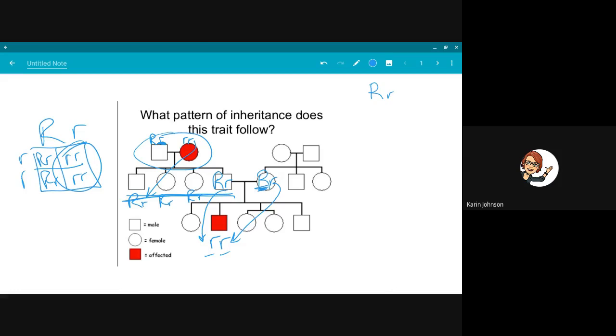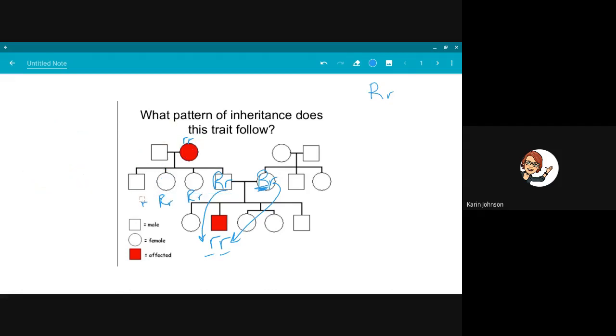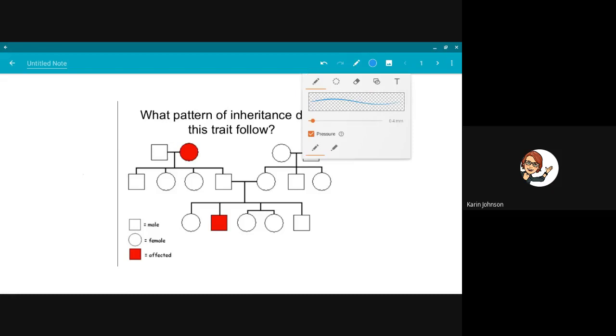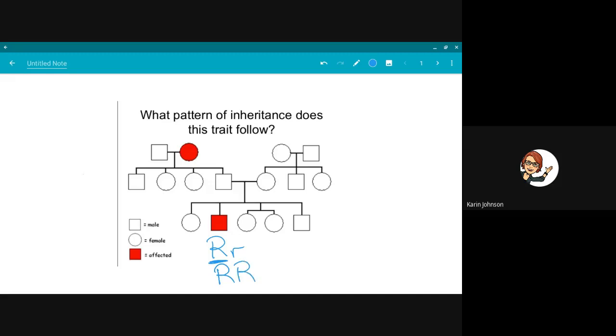I'm gonna erase this and then just play with it really quickly. What if this was a dominant trait? Could we tell if it was a dominant trait? What would it look like? So in order for this to be a dominant trait, they have to have one or even two copies of the trait. So this individual would have to be at the very least big R, little r, where big R is the dominant trait, or they would have to be big R, big R.